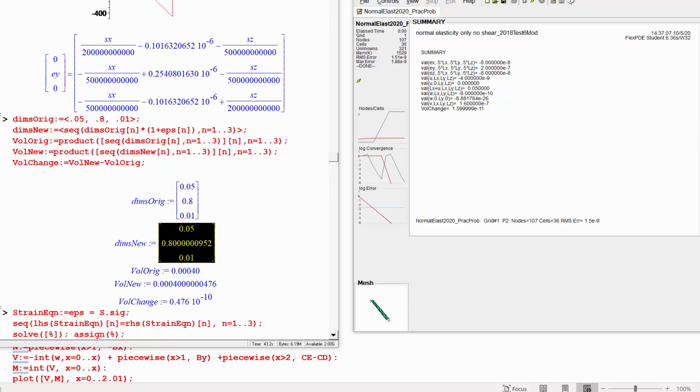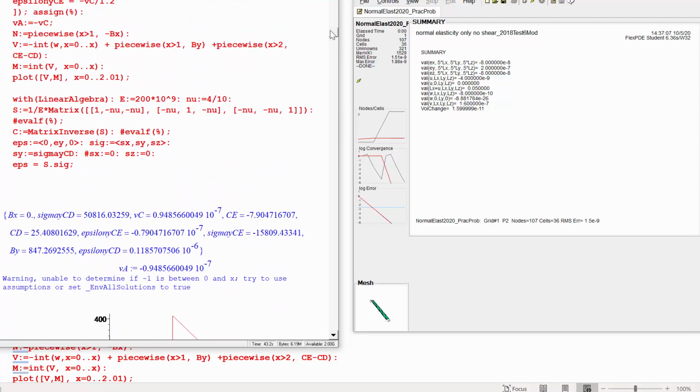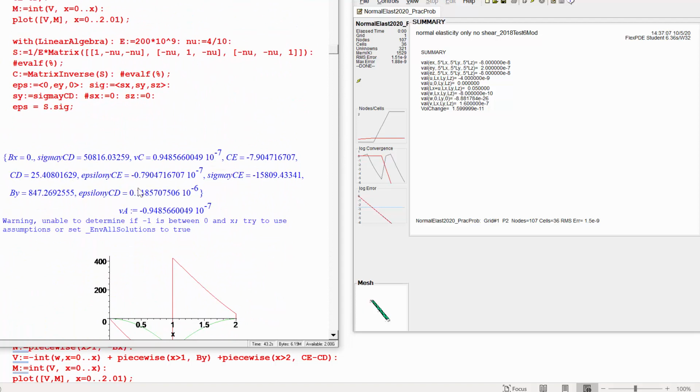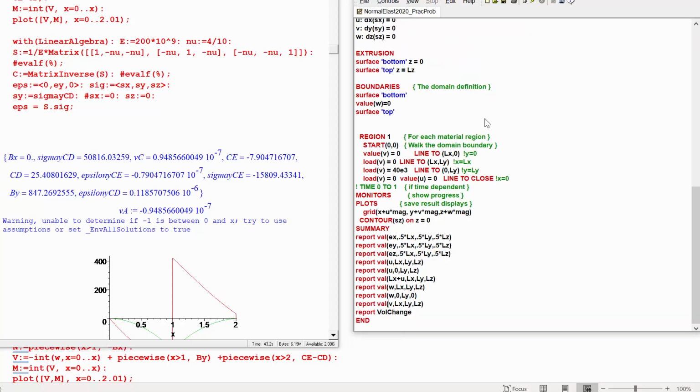To confirm this in FlexPDE, what we need to do is take the stress that we calculated, this sigma CD, which is 50.816, and apply that instead. Then change the boundary conditions on the sides from being free to being fixed. Value W equals 0 on the top surface, no Z displacement on the front in the way we're drawing this, and no X displacement on the other X surface.